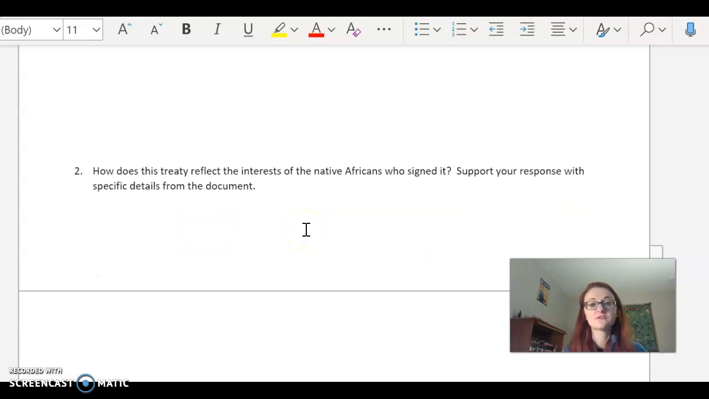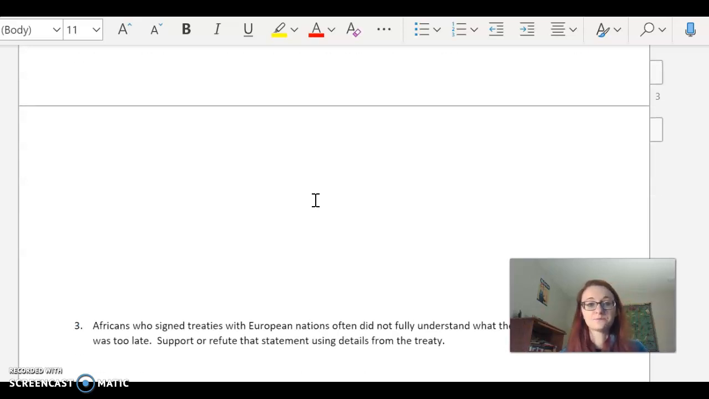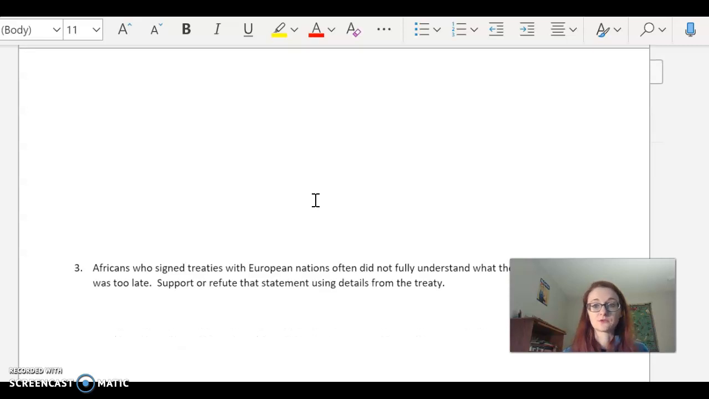For 2, how does the treaty reflect the interests of the native Africans who signed it? Support your response with specific details from the document. So you're going to be asking yourself, how are they represented? Are their rights being considered? What they want, are they being considered when they are signing these treaties? Also, another thing to think about is, think about what language the Europeans speak, and then think about what language the African tribes speak. There should be a difference there. And that should also kind of hint at you, did the Africans really know what they were signing and what they were agreeing to? And hopefully we'll talk more on Friday with Zoom about that.